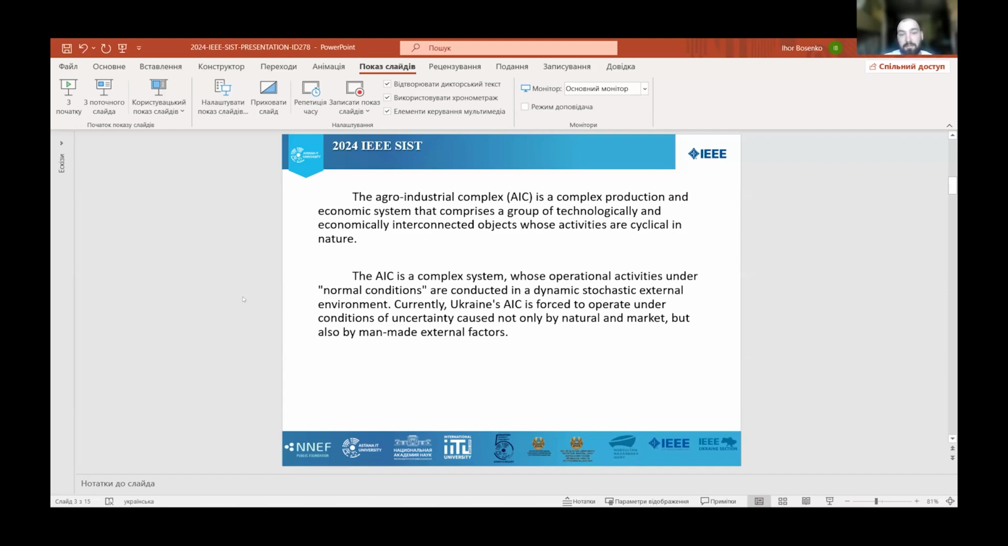The ACE is a complex system whose operational activities under normal conditions are conducted in a dynamic stochastic external environment. Currently, Ukraine is forced to operate under conditions of uncertainty caused not only by natural and market factors, but also by man-made external factors as a result of Russia's armed aggression.